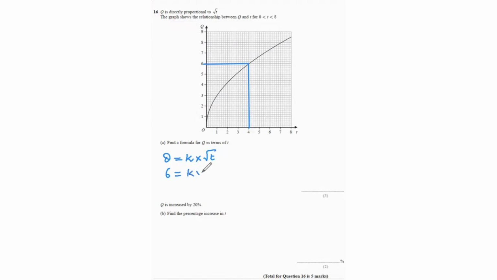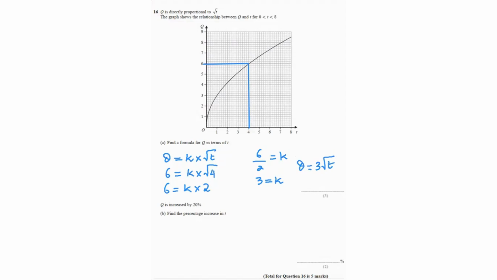6 equals K times root of 4. That's K times 2. So 6 divided by 2 is K, which is 3. So your formula is going to be Q equals 3 root T. Simple as that. You create your equation like we did previously.